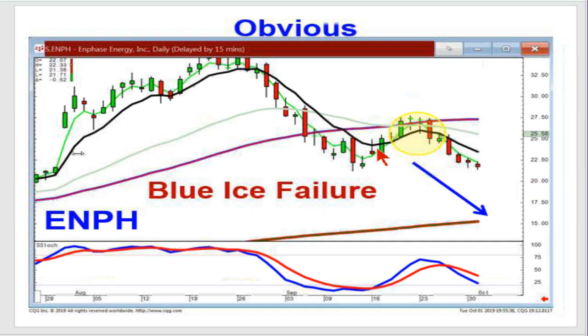So there's your blue ice failure. They fell through the ice. Notice our dojis, they brought it right back up to the 50 and failed. How did we know it failed? Because it did an evening star signal right here and it closed back below the T-line.